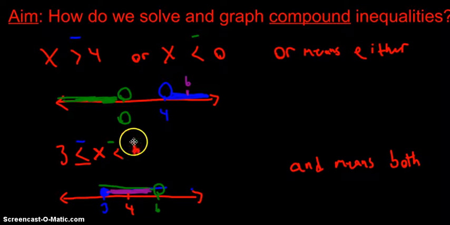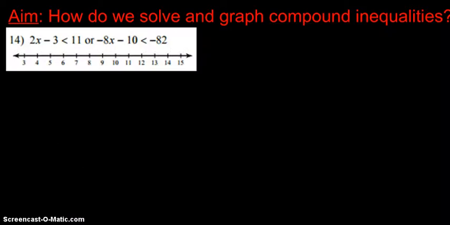Alright, so I'm going to show you an example of each of these. They'll be on your worksheet, so you can look up those examples. Here's the first one. This is an OR inequality. So first we have to solve them both. I'll solve the first one in green and the second one in purple. We'll add 3 to both sides, and we'll get 2x is less than 14. Divide both sides by 2.